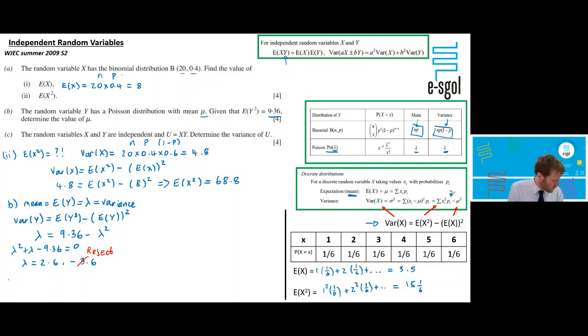Is that what it's asking for? Well, it's asking for the mean. So lambda equals mu, which equals 2.6.